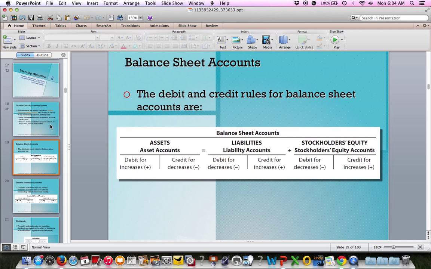Okay, so here are the rules of debits and credits for the balance sheet accounts. So we've got the accounting equation here: assets equals liabilities plus equity.